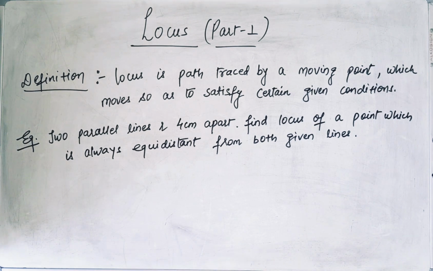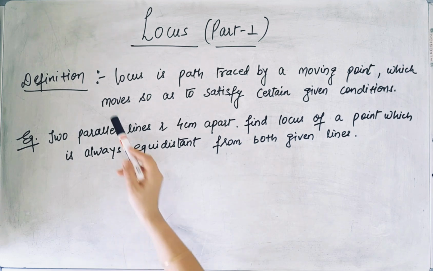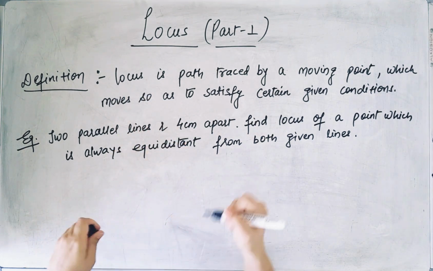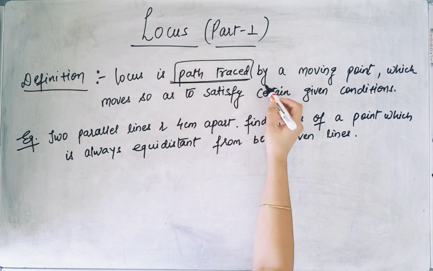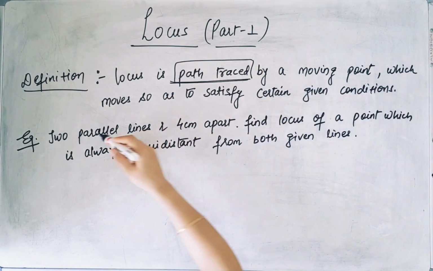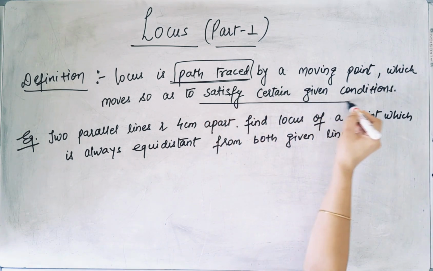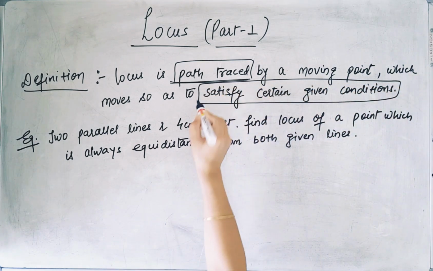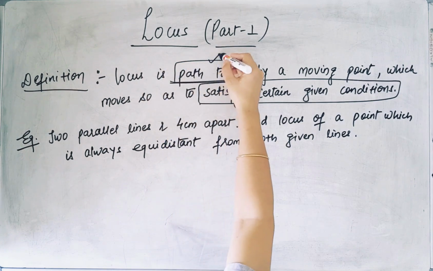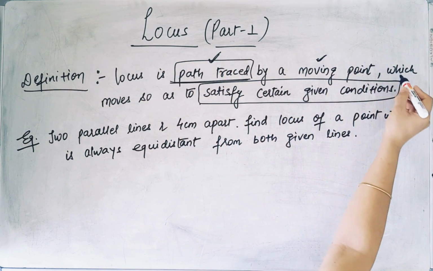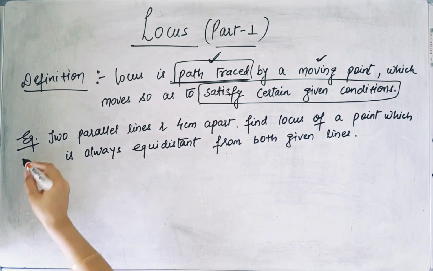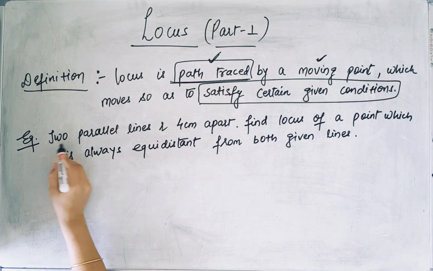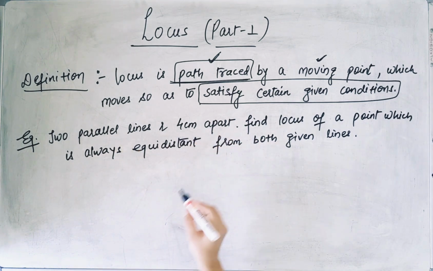So first of all we'll be discussing the definition of locus. Locus is what? It is a path traced. Locus is a path traced by a moving point which moves so as to satisfy certain given conditions. तो हमको ये समझना है locus is a path traced by a moving point which moves so as to satisfy certain given condition. Now let's suppose we are having an example, two parallel lines are 4 centimeter apart.